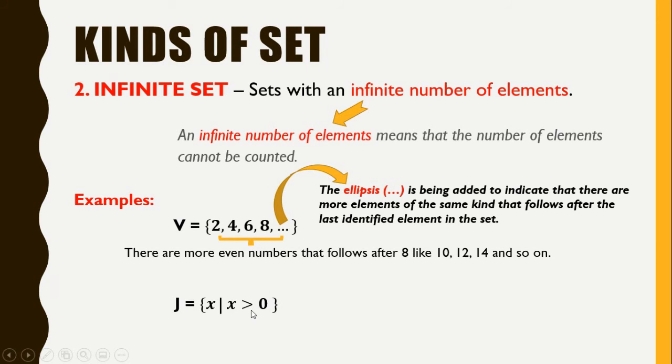Okay? So, maliwanag yan. The next example is set J, which comprises of the set of x such that x is greater than 0. So again, this is an example of an infinite set because x is greater than 0. There are too many numbers para masabi natin or para mailagay natin sa loob ng ating set. So, hindi siya mabibilang yung mga number na mas mataas pa sa 0. Therefore, it is considered an infinite set.